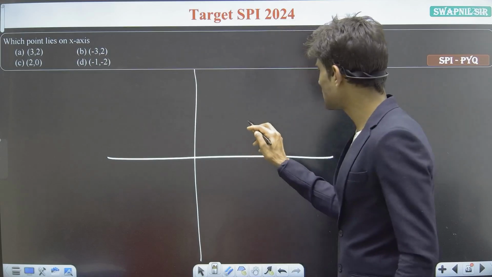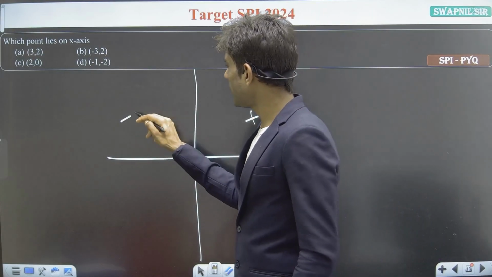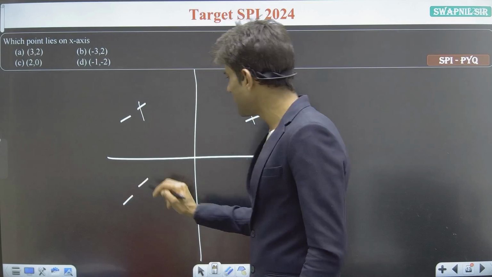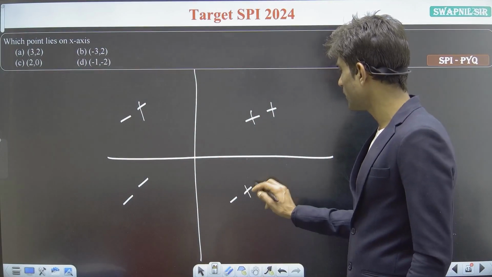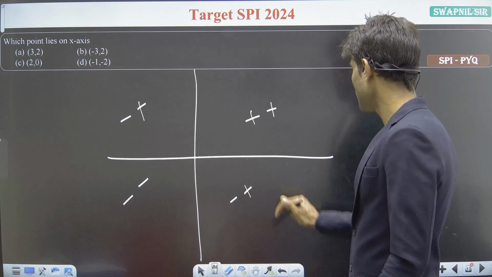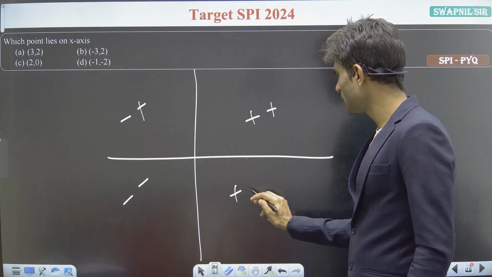We know that the first quadrant has both positive, the second quadrant has negative, positive, the third quadrant has negative, negative, and the fourth quadrant has positive, negative. Here, in the fourth coordinate, x is positive and y is negative.